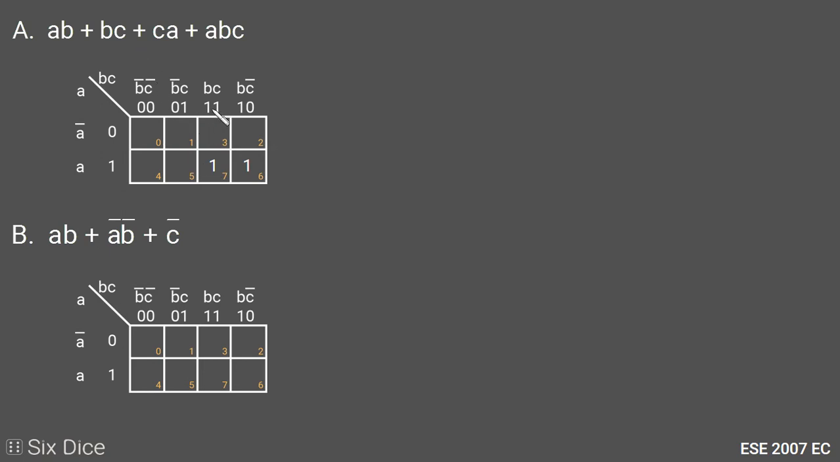BC is common in the third column, so we need to put 1 at the third cell and 7 cell. We already have 1 at the 7 cell, so we need to put 1 only at the third cell. Now for CA, A is common in the second row and C is common in the second column and third column, so we already have 1 at the 7th cell and we need to put 1 at the 5th cell. For ABC, we need to put 1 at the 7 cell, which we already have.